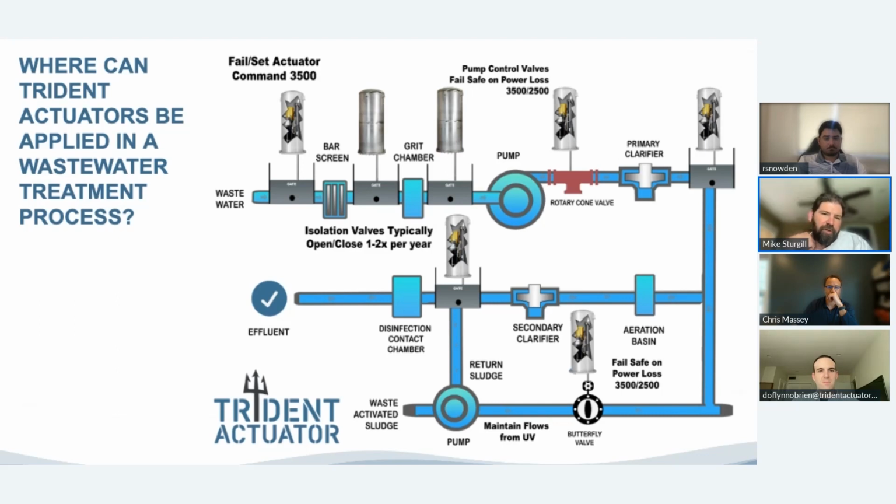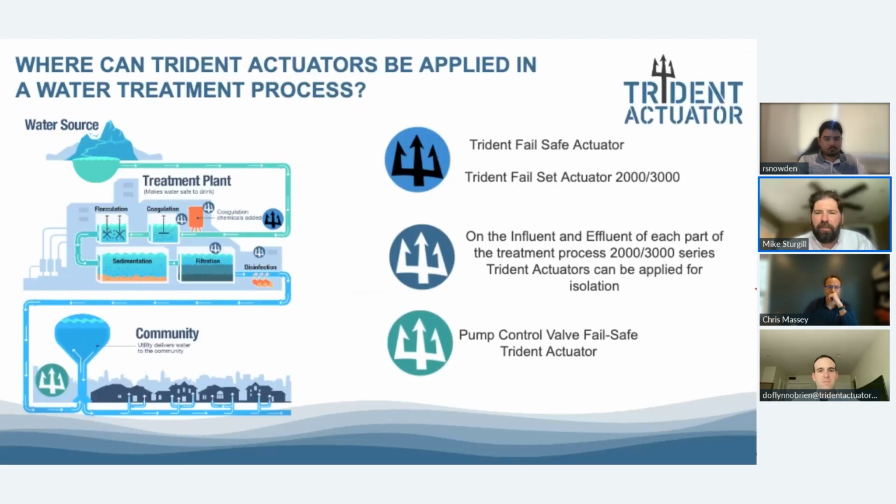Once again, water treatment, same thing. The black one will be our fail in place. And where we have the pump control valves, like over here, would be our fail safe Trident actuator. So once again, on the influent side, we want to be out there with a fail safe actuator and on the pump control valves, but in all these different processes, you could put a Trident actuator with a fail in place or fail set. It really depends on how critical each application is for you, whether you want the fail safe or the fail in place or fail set. But we do quite a bit in the water treatment process, as well as obviously the wastewater treatment process.